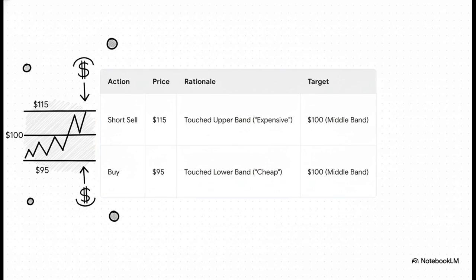Okay, let's put some real numbers to this to make it sink in. Imagine we've got a stock, and its average price, that middle band, is sitting right at $100. If the price rallies all the way up and touches the upper band at, say, $115, that's your potential sell signal. If it drops down and hits the lower band at $95, that's your cue to potentially buy. And in both of these trades, what's your target? A return to that $100 fair value right in the middle.